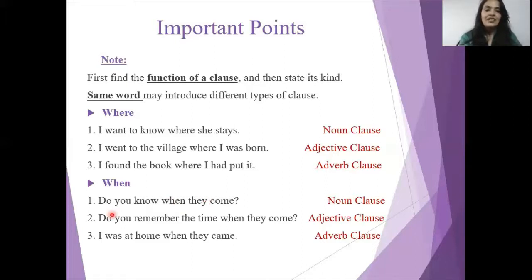Yes, so here, "Do you know?" We'll try to put a question: what do you know? And if you ask what do you know, the answer is here: when they come. So yes, this is easy enough to guess. This is a noun clause because we are getting the answer in this dependent clause. So "Do you know when they come?" means this is a noun clause.